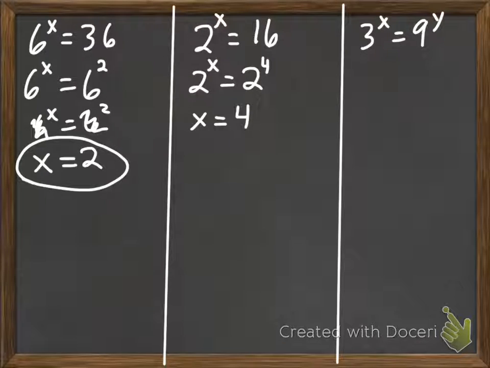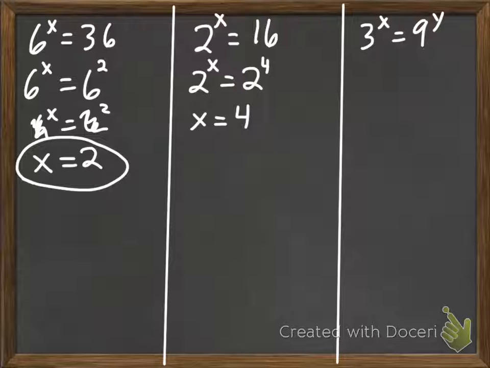So finally, here on the right, we have 3 to the x power equals 9 to the y power. Now, there's a couple ways we can do this. The one way is the guess and check way that I talked about at the beginning. So what you want to do is just guess and check and see what you can plug in for x and y to give you the same answer on both sides.